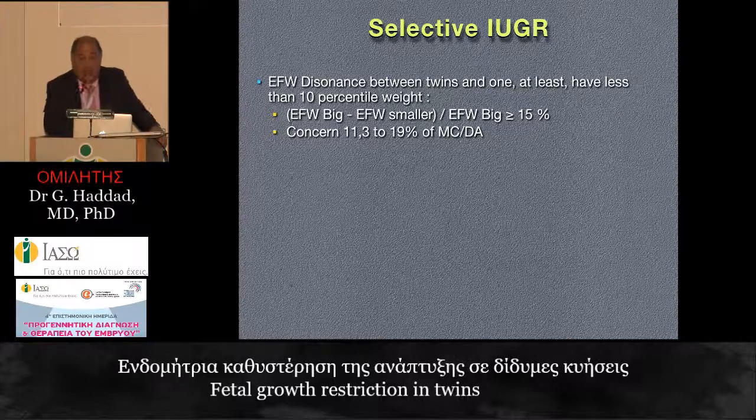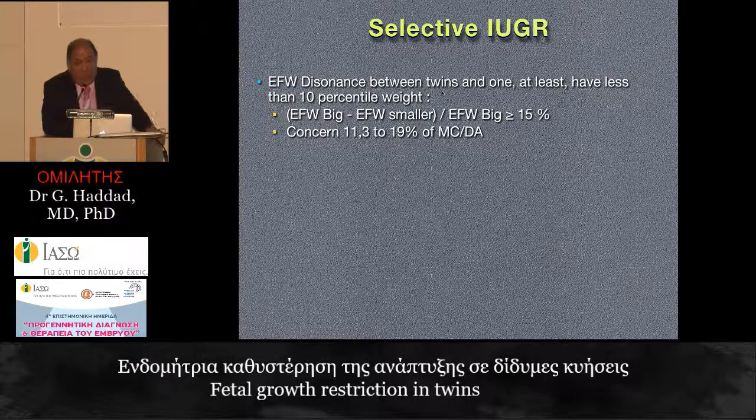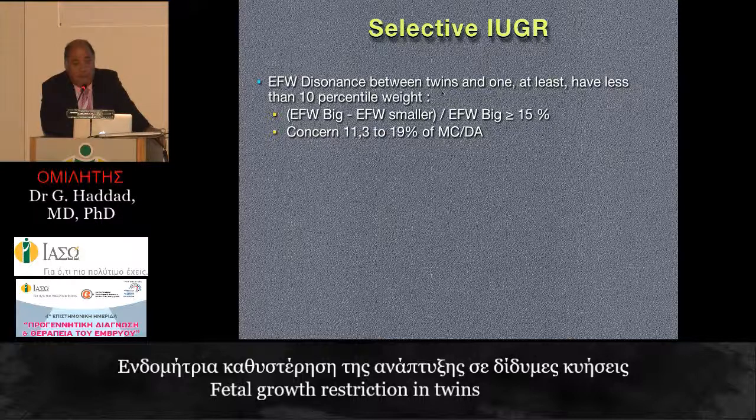Now, selective IUGR in monochorionic twins. We have discordance between the fetal weights of the two twins, and we speak about selective IUGR if you have more than 15% difference between the two twins, and especially if at least one of the twins is below the 10th percentile.